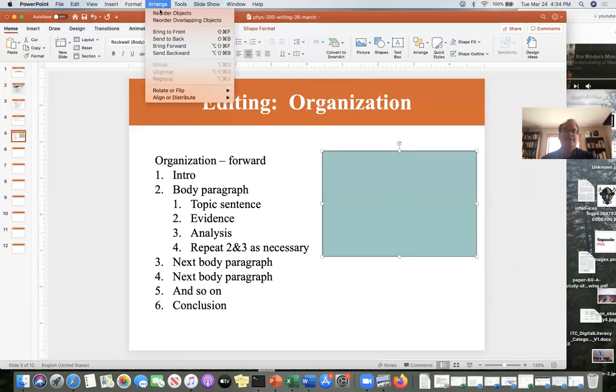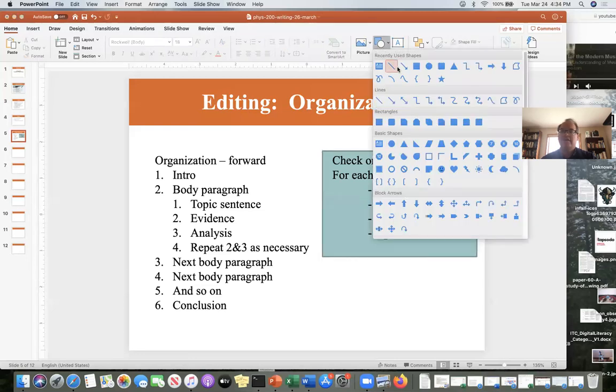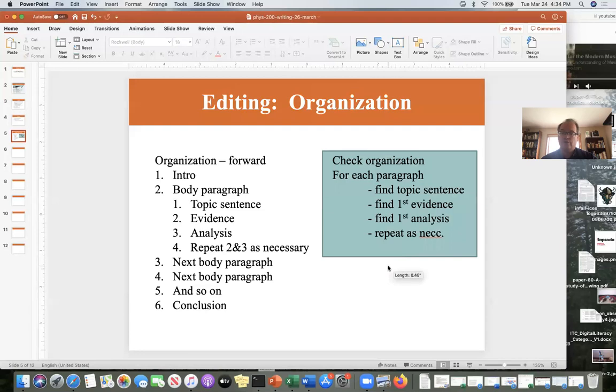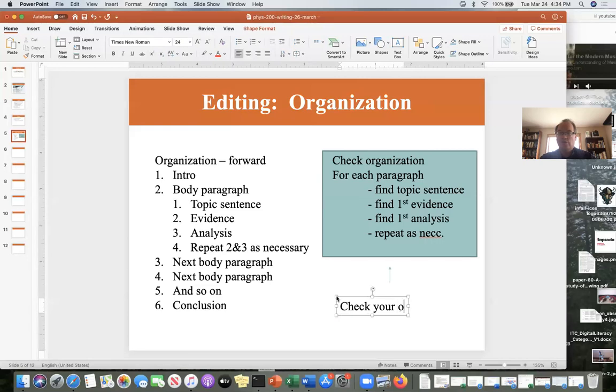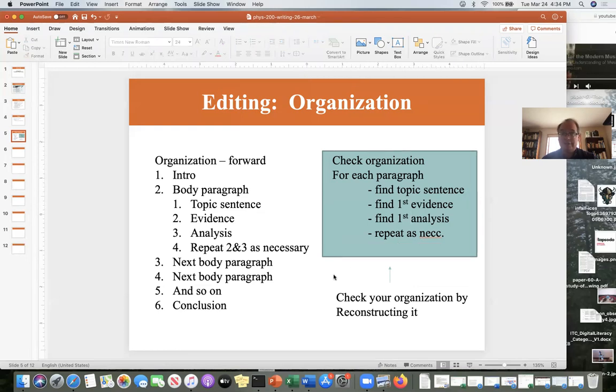Is to check your organization by reconstructing it. If you find that you can't identify a topic sentence, if you find that you can't identify your first evidence, if you find that you didn't include a first analysis, then you know that that paragraph is probably not correct or complete.